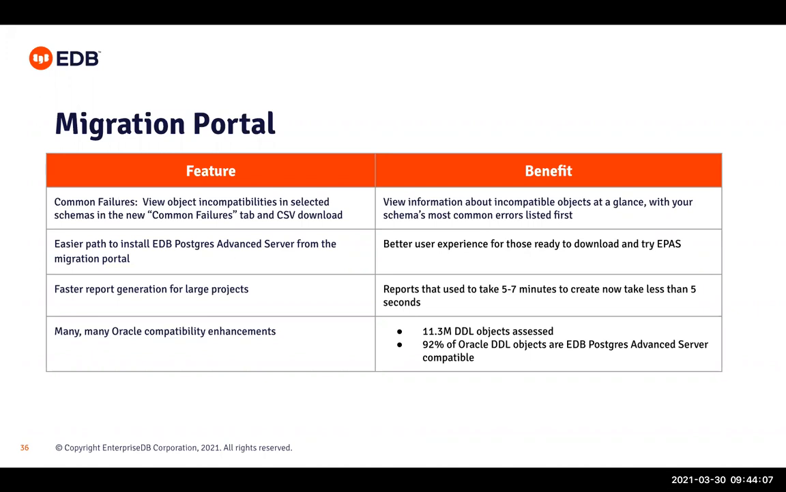And as mentioned, we have now assessed more than 11 million DDL objects. And we're currently sitting at 92% compatibility, which is very good. I remember in the beginning, the first numbers we got were an average of roughly 80% when we started out with Migration Portal. So having 92 now means that we've effectively halved the effort of moving a database from Oracle to Postgres.